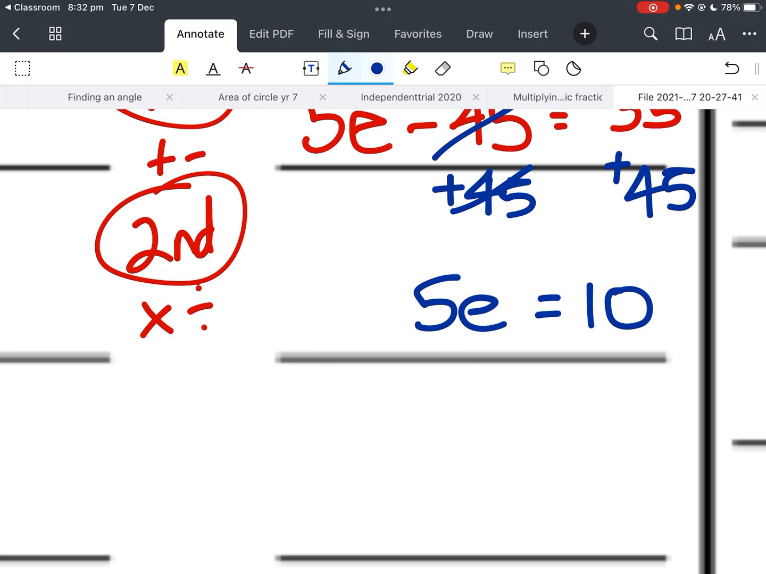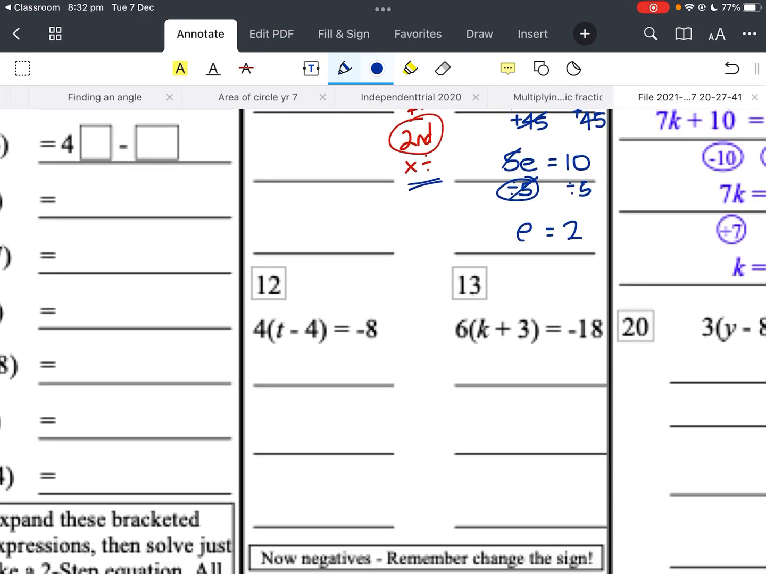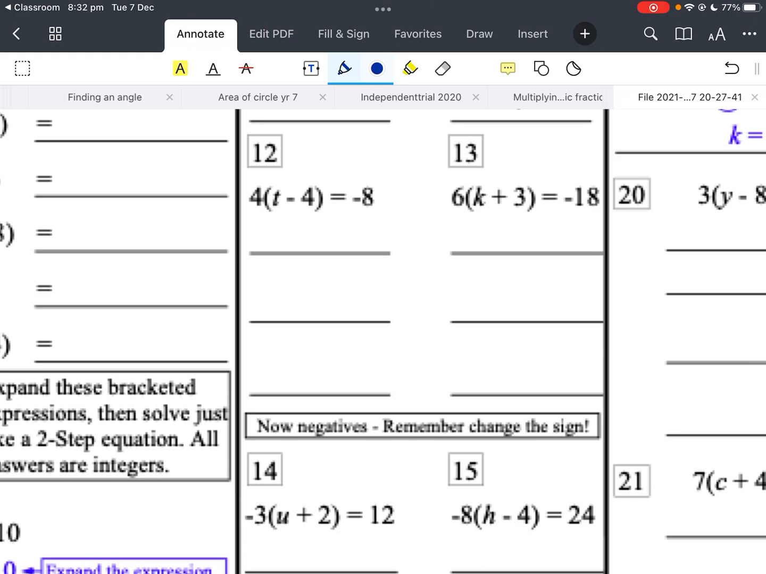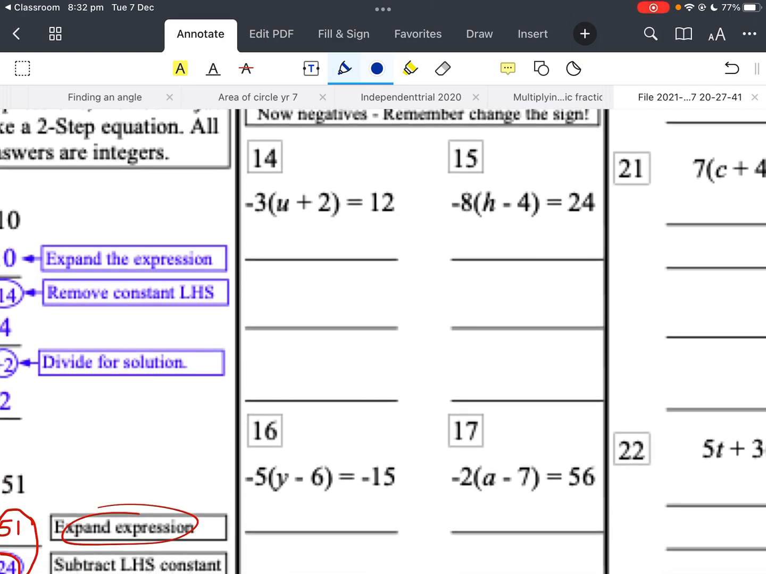Now I've got 5e equals 10, so I follow this rule. What's the opposite of timesing by 5? Hopefully you said divide by 5, miss. So I divide by 5 and I get e equals 10 divided by 5 is 2. Again, you may use your calculator. Try 12 and 13, see how you go. I'm going to go straight on to 14 and 15. Remember, the answers are down the bottom.